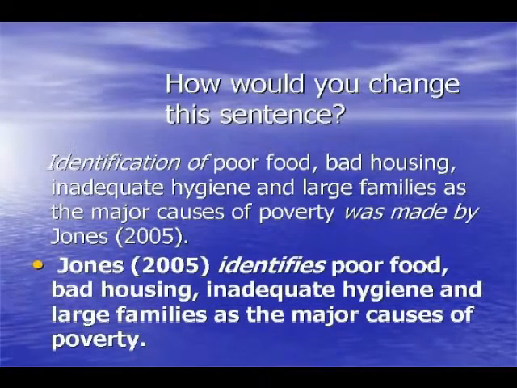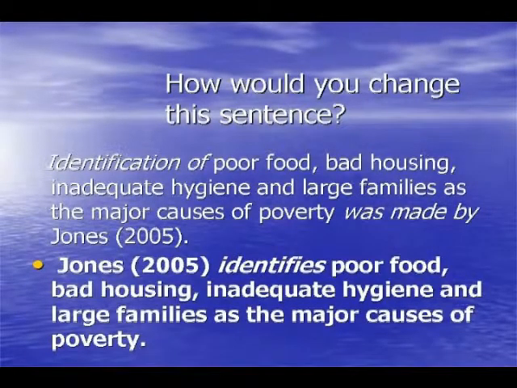Identification of poor food, bad housing, inadequate hygiene, and large families as the major causes of poverty was made by Jones. Now, this is a passive sentence. How do I know that? Because I have the word by here. This word by, the ball was hit by the boy, indicates that the subject comes after it. Jones is the subject of the sentence.